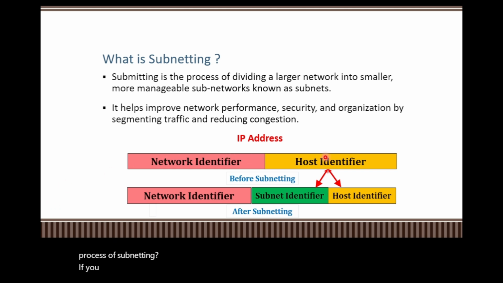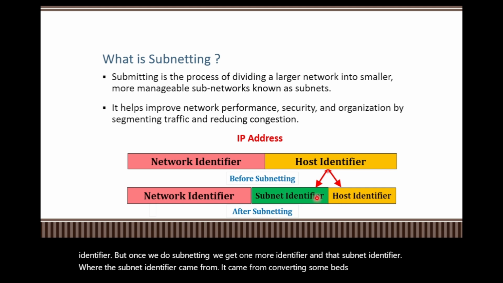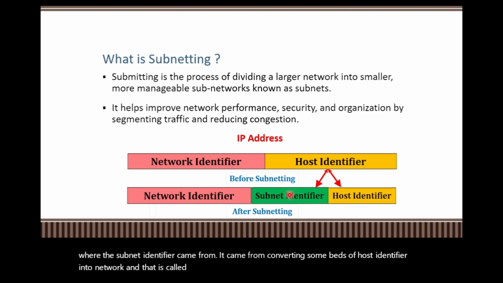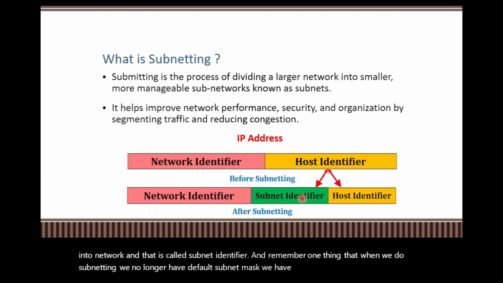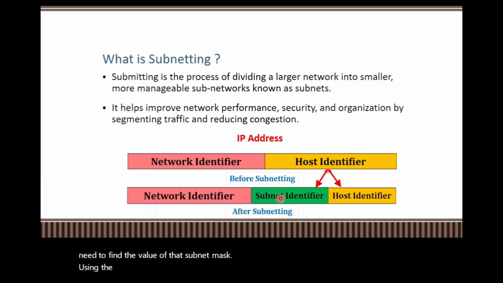Now, what is the process of subnetting? If you see, this is a default network. In a default network, we have network identifier and host identifier. But once we do subnetting, we get one more identifier, and that's subnet identifier. The subnet identifier came from converting some bits of the host identifier into network bits, and that is called subnet identifier. And remember one thing, when we do subnetting, we no longer have the default subnet mask. We have a custom subnet mask, and we need to find the value of that subnet mask using the binary calculator. We will see that in the next slides. But before that, let's try to understand in basic language what is subnetting.